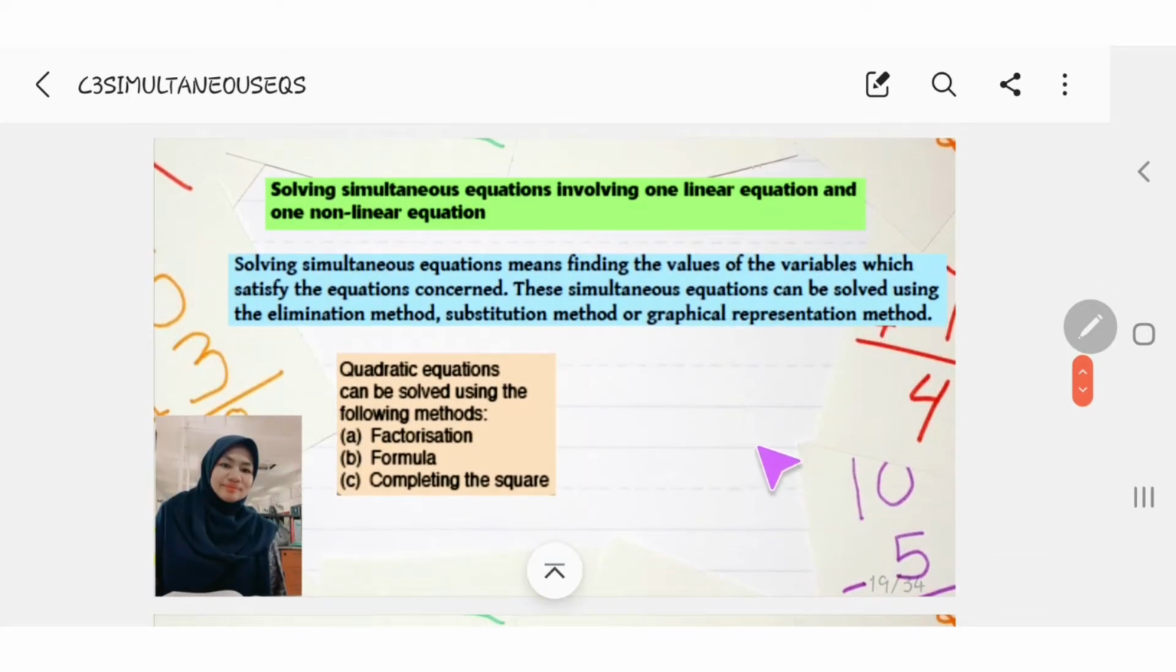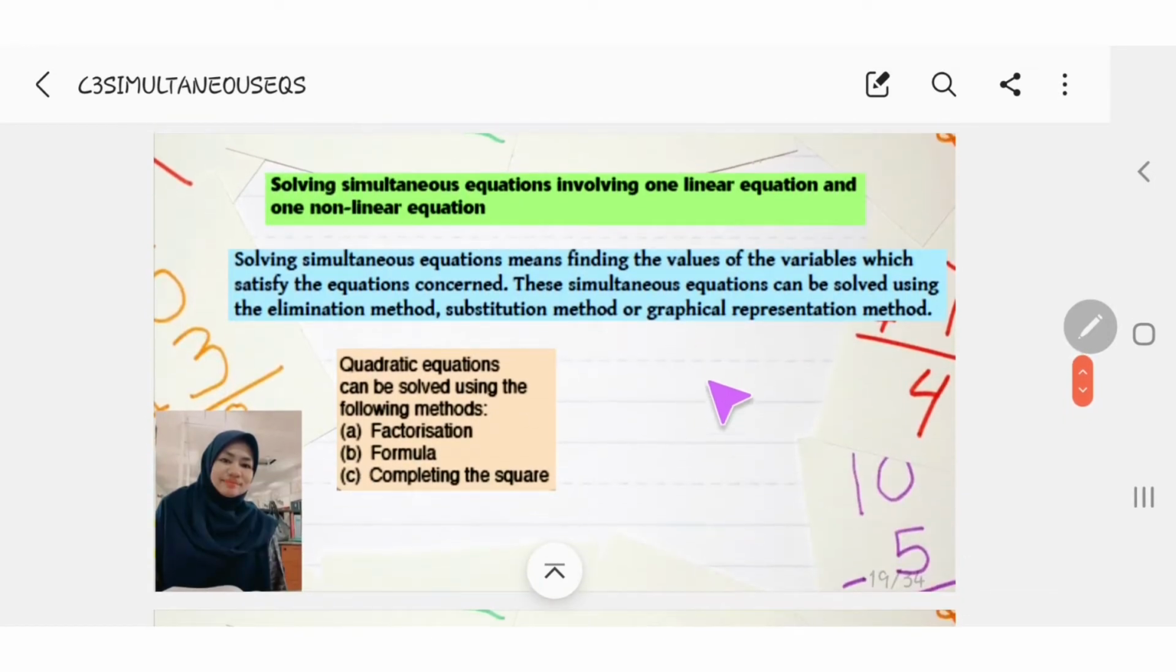When you solve this type of equation, nanti you akan jumpa quadratic equation. To solve a quadratic equation, you can use either factorization, the formula, or completing the square. But normally, if the quadratic equation cannot be factorized, we always use the quadratic formula. The quadratic formula can be used for all types of quadratic equation, either can be factorized or not. So better you all use the formula.